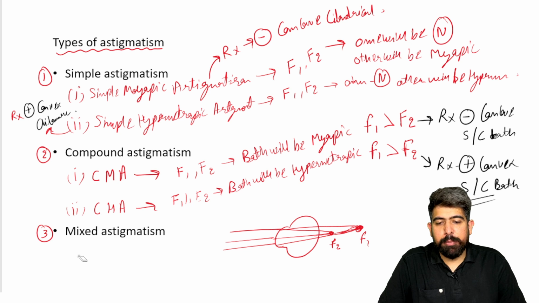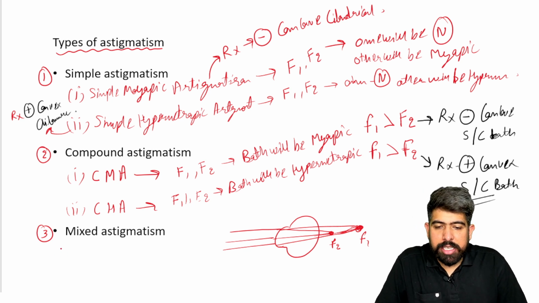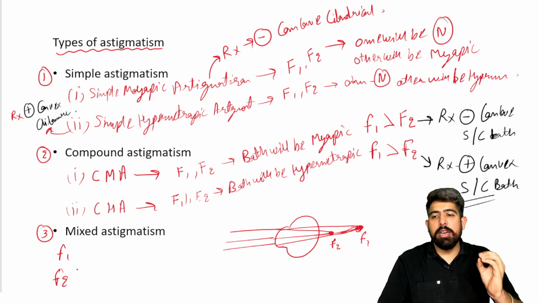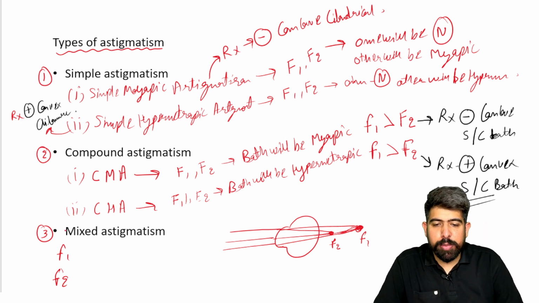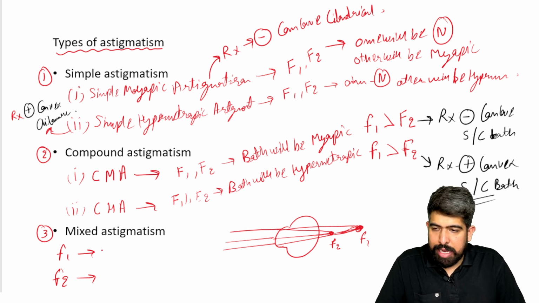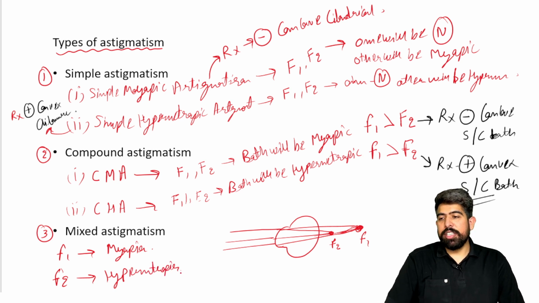And the last one is mixed astigmatism, a very good and rare type of astigmatism. There are also two focus points, f1 and f2. As you already know, astigmatism means there should be two focus points. Now an important thing: one focus point, f1, will be in myopia, and the other one will be in hypermetropia.